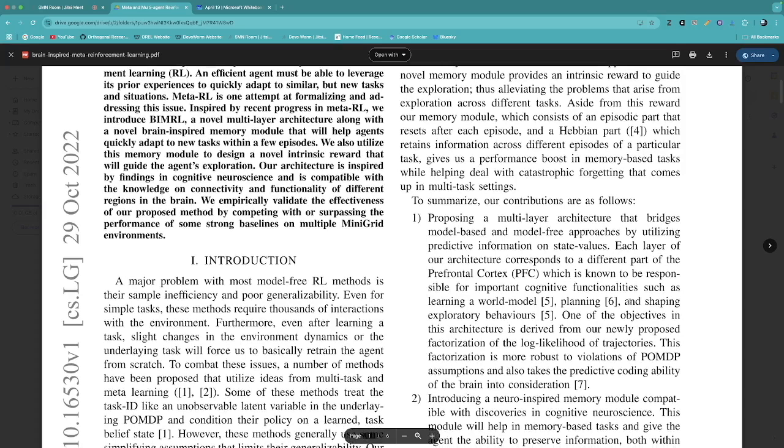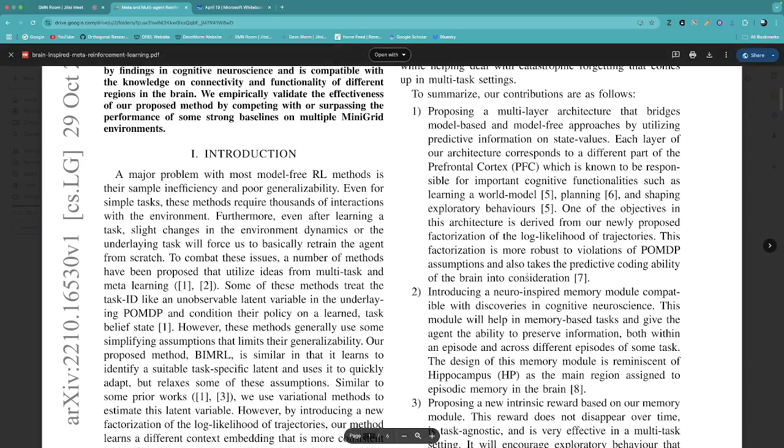So their contribution is summarized as follows. They propose a multi-layer architecture that bridges model-based and model-free approaches by utilizing predictive information on state values. So each layer of our architecture corresponds to a different part of the prefrontal cortex, which is known to be responsible for important cognitive functionalities, such as learning a world model, planning, and shaping exploratory behaviors. So they have references for this. One of the objectives in this architecture is derived from our newly proposed factorization of the log likelihood of trajectories. So this is a technical variation on POMDP, where you have this predictive encoding ability of the brain that's taken into consideration.